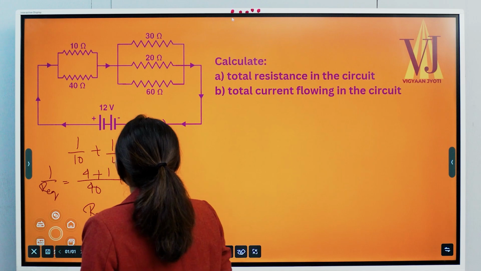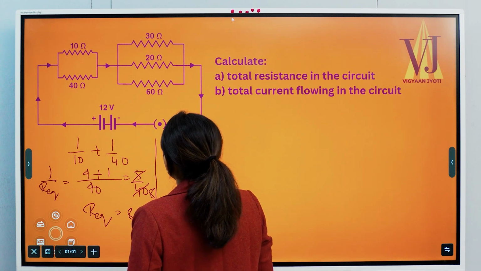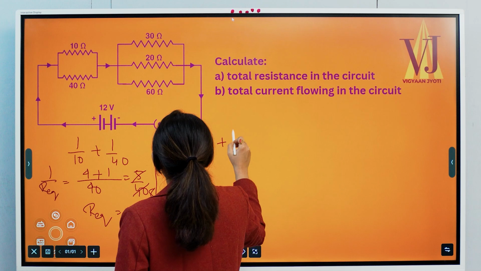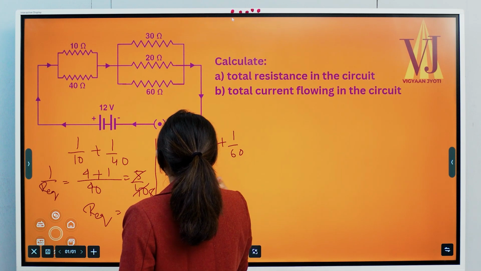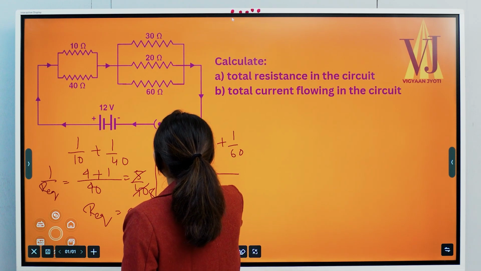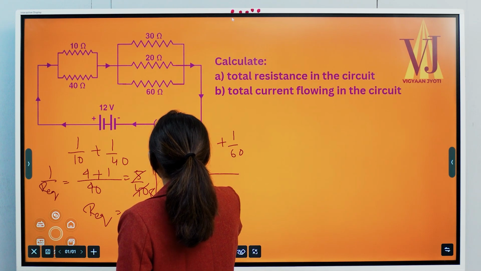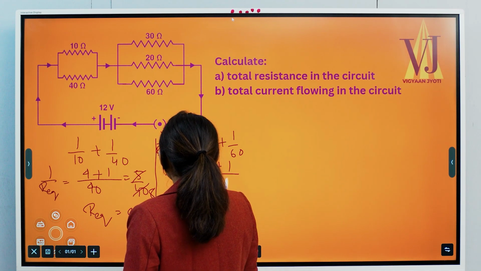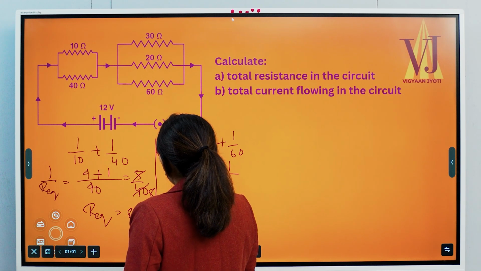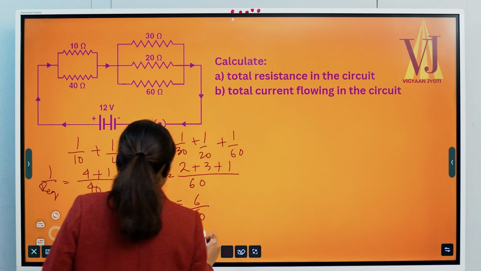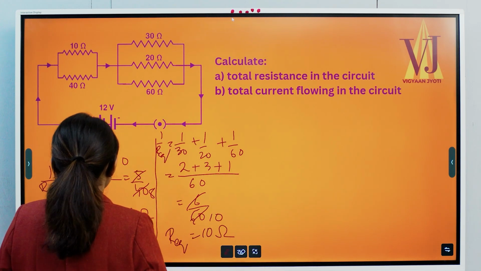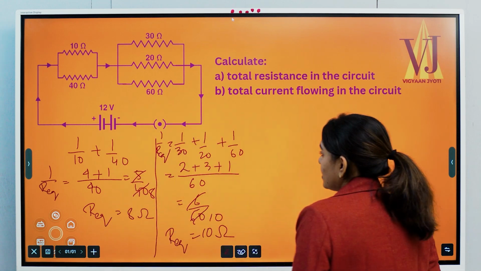Clear? Next, 30, 20, 60. 1 by 30 plus 1 by 20 plus 1 by 60. So the overall ratio will be like this: 2, 3, 1. 5 plus 1, 6, 6 by 60. That means my overall equivalent resistance will be 10 ohm. Clear? So we have done with the parallel resistance also.